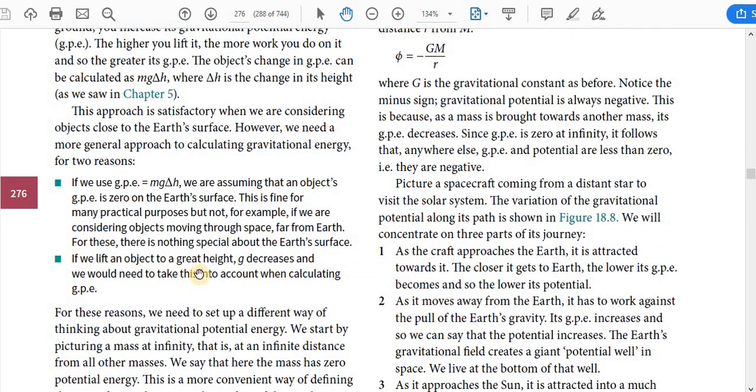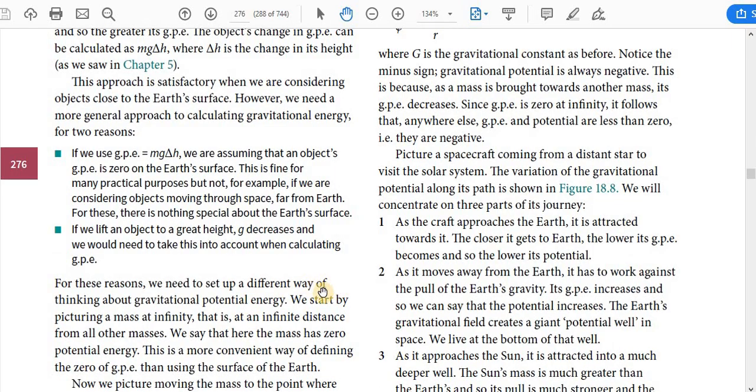Okay, so if we lift an object to a great height, g decreases, and we would need to take this into account when calculating gravitational potential energy. For these reasons, we need to set up a different way of thinking about gravitational potential energy.